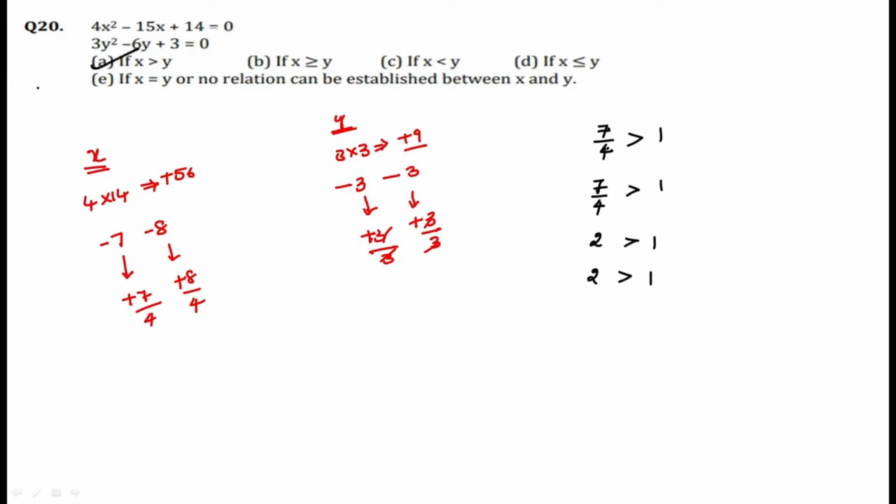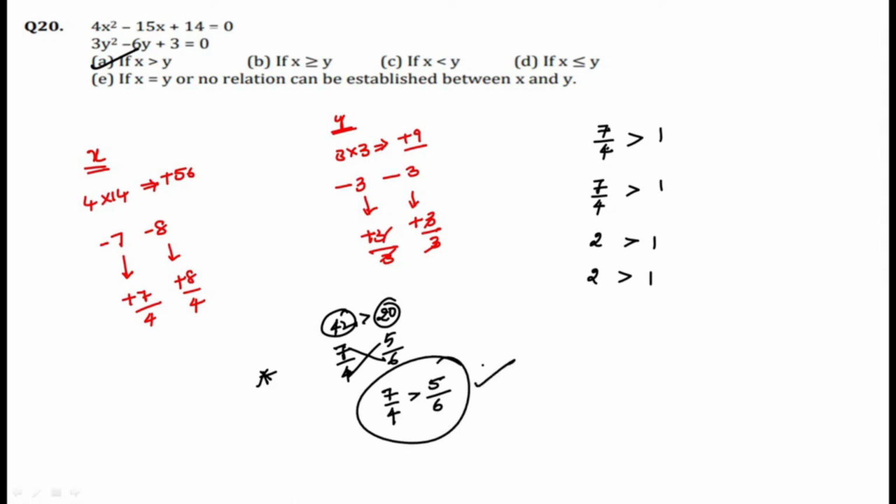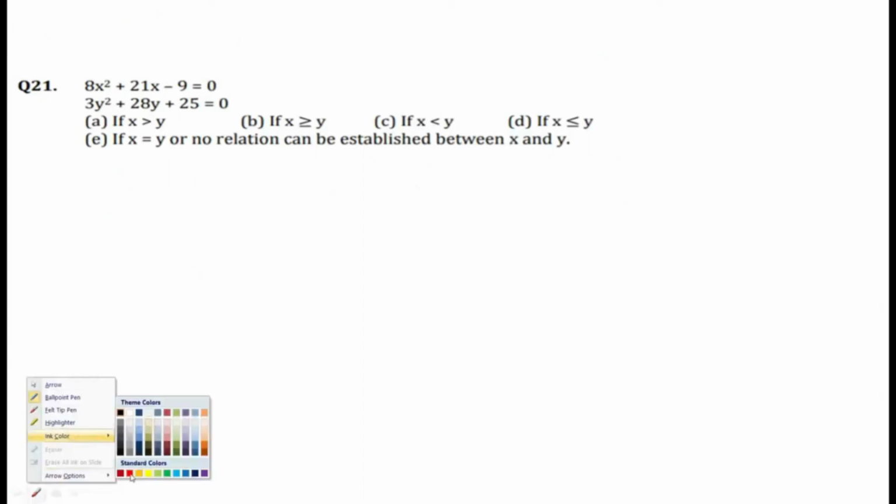X is greater than y. Guys, if you want the comparison, see 7 by 4 and 5 by 6. Which one is the larger fraction? Simply cross multiply them. 7 6s are 42 here, 4 5s are 20 here. Now you already know that 42 is greater than 20. It means 7 by 4 is greater than 5 by 6. You just need to know how to compare the values, which is most important. In the same way, just find the factors for x and y, compare those values, and get the respective answer.